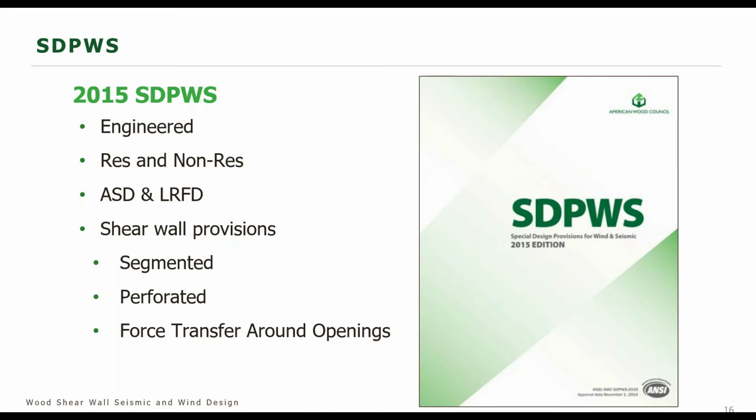It has 3 different provisions for shear wall design: segmented shear walls, perforated shear walls, and force transfer around openings. When we get into the wood frame construction manual, we'll see that it only has segmented and perforated shear wall design provisions.